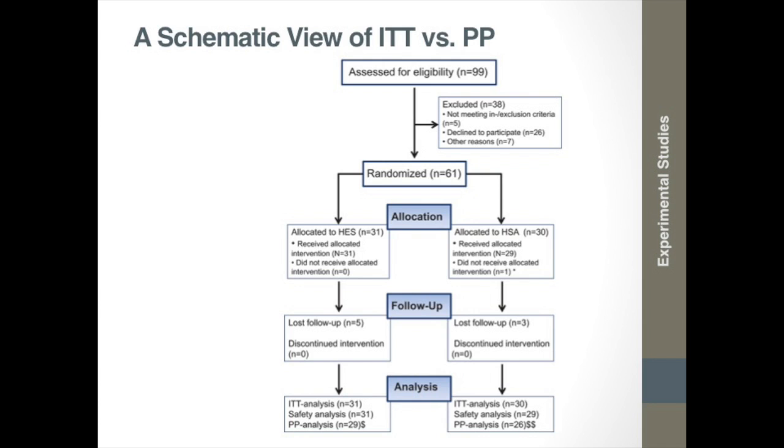With this, we conclude the first part of this lecture. In the second part, we're going to look at the different types of RCTs and bias that might affect randomized clinical trials.